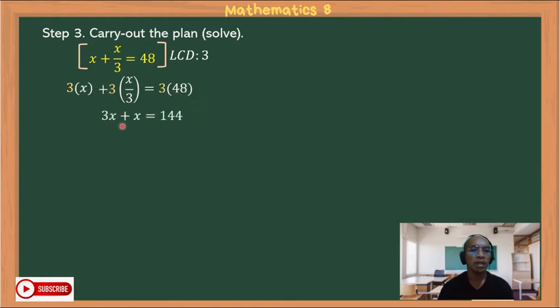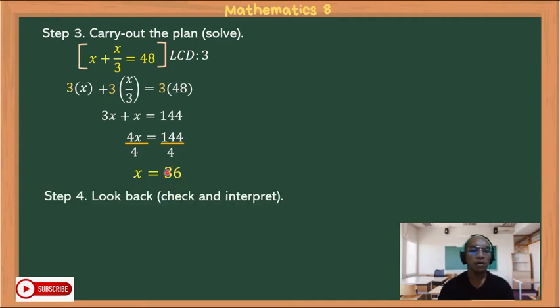Simplify. So 3 times x is 3x. 3 times x over 3 would be x alone. Then that is equal to 3 times 48, which is 144. So solve this equation. 3x plus x is equal to 4x. We just copy 144. By virtue of the division property of equality, we divide both sides of the equation by positive 4. So 4x divided by 4 is x, and 144 divided by 4 is 36. Therefore, the value of x is equal to 36.